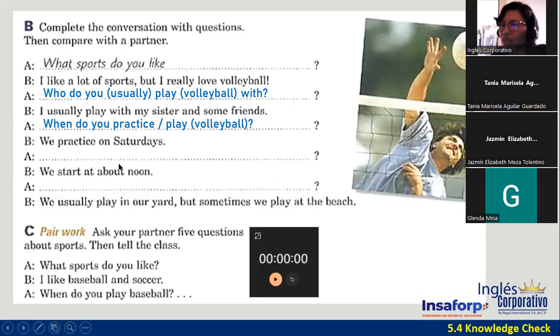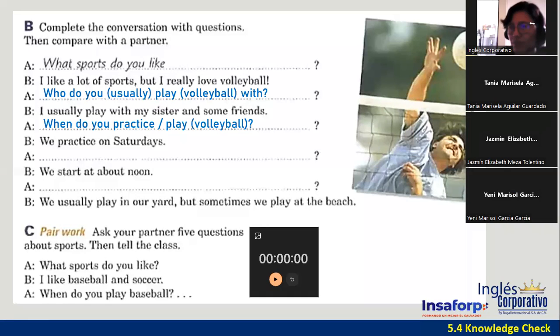Muy bien. Y luego dice, we practice on Saturdays. Okay, so what would be the question there? Dice, we practice on Saturday. Y la respuesta a esa es, we start at about noon. How often do you start? How no. Often es para frecuencia de una actividad, pero ahí dice, we start at about noon, o sea, alrededor de las 12 del mediodía. What time? Muy bien. Okay, what time do you start? What time do you start?